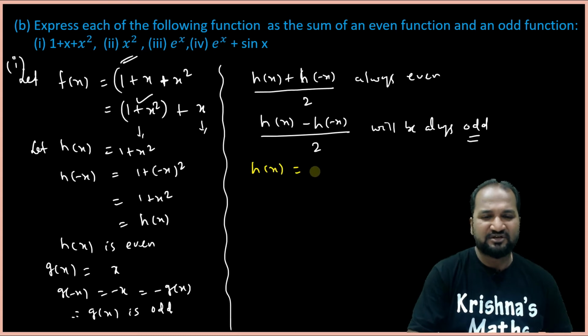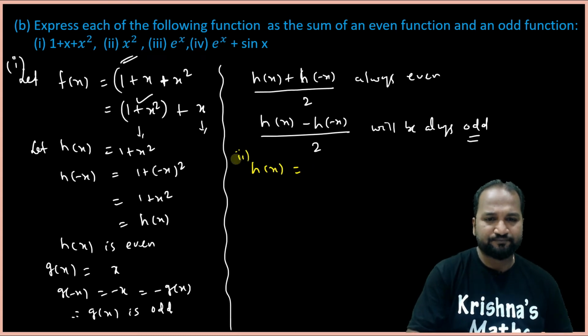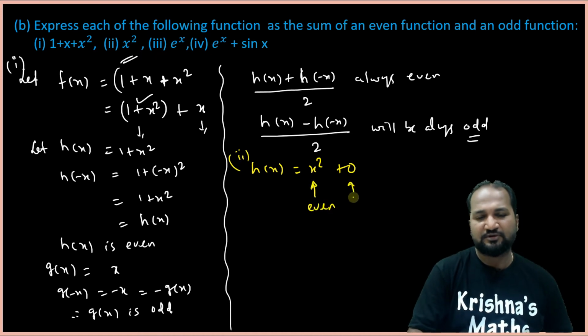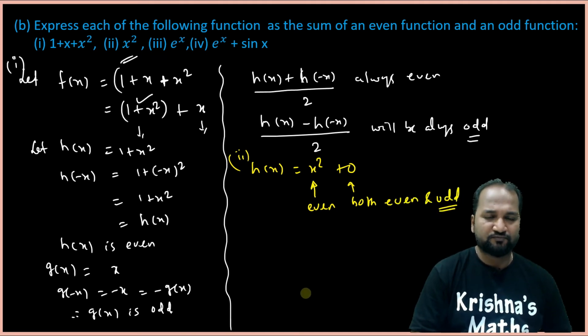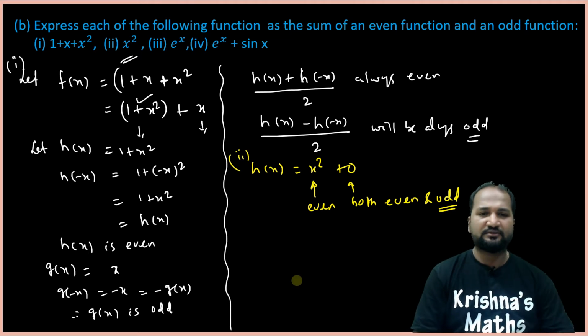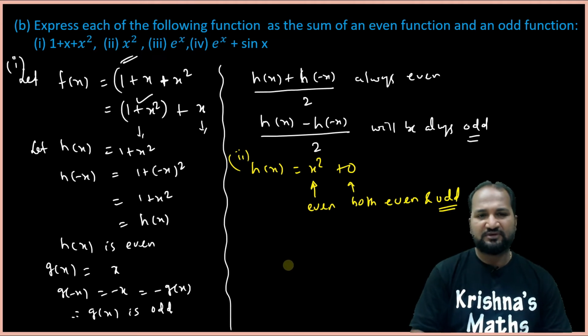h of x equal to second one x square plus 0. So this is even and this is both even and odd. Constant functions are both even as well as odd.